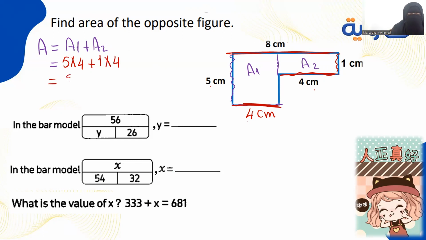5 times 4 is gonna be 20 plus 1 times 4 is gonna be 4. 20 plus 4 equals what? Equals 24. But 24 what? Square centimeter. Don't forget this. Okay. Now let's move to the next part.